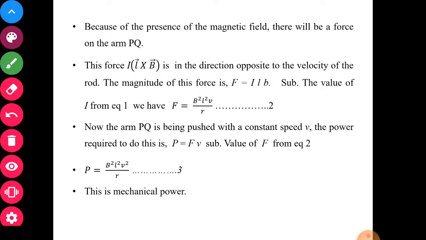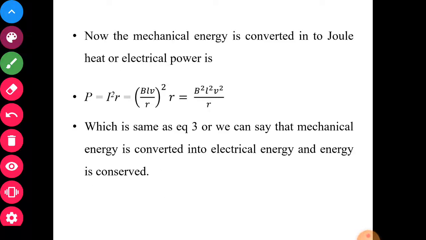Now we find the electrical power. Electrical power is nothing but I square R, and we have I equal to BLV upon R. If you substitute the value of I, then the same value as we got for mechanical power is obtained: B square L square V square upon R. So both the values of mechanical power and electrical power are same. So we can say mechanical energy is converted into electrical energy, hence the energy is conserved. Thank you very much.